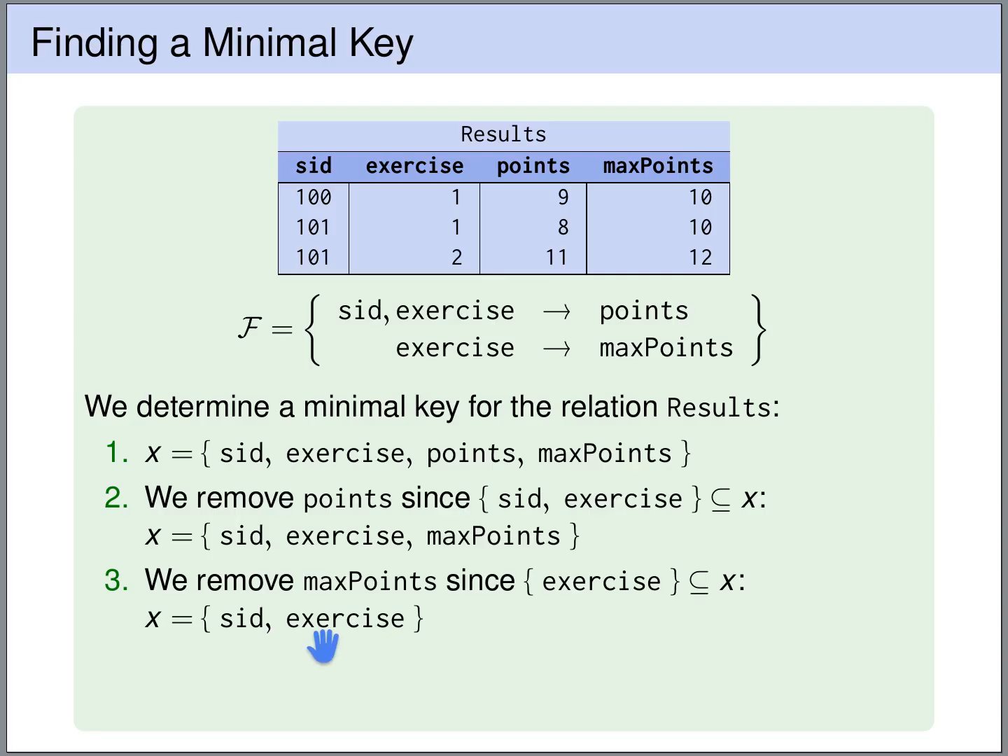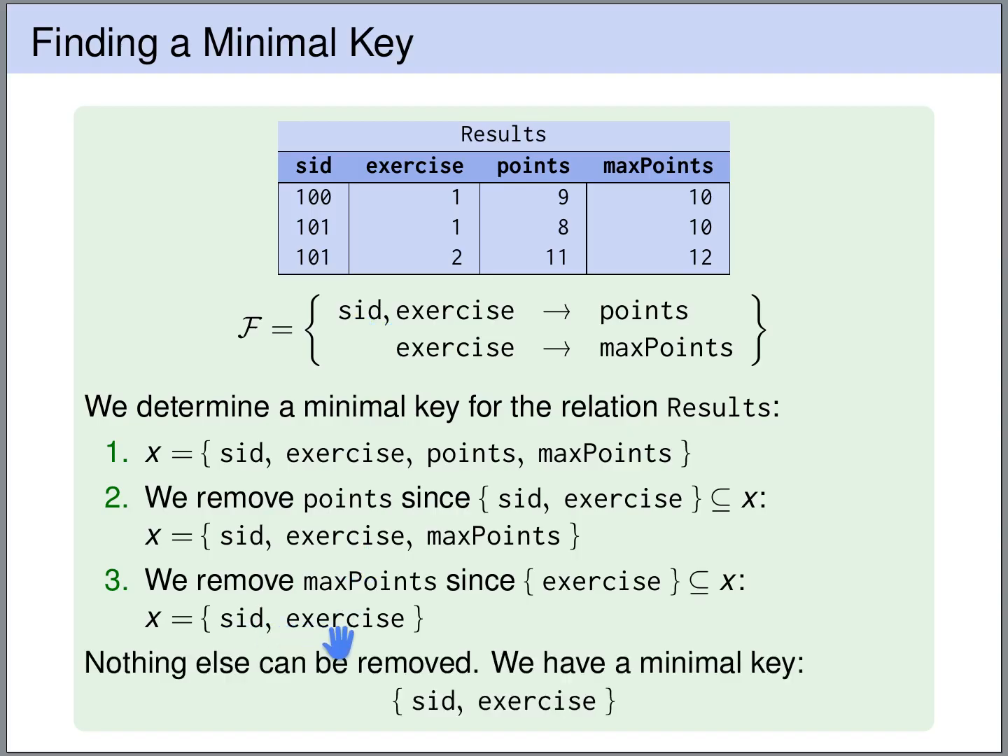Can we remove something from this set? If we remove exercise, then nothing is applicable anymore, so exercise is no longer in the cover. If we remove sit, then only this functional dependency exercise is applicable, so then max points is in the cover, but sit is not in the cover. So we cannot remove anything anymore, so this is a minimal key for our relation R.